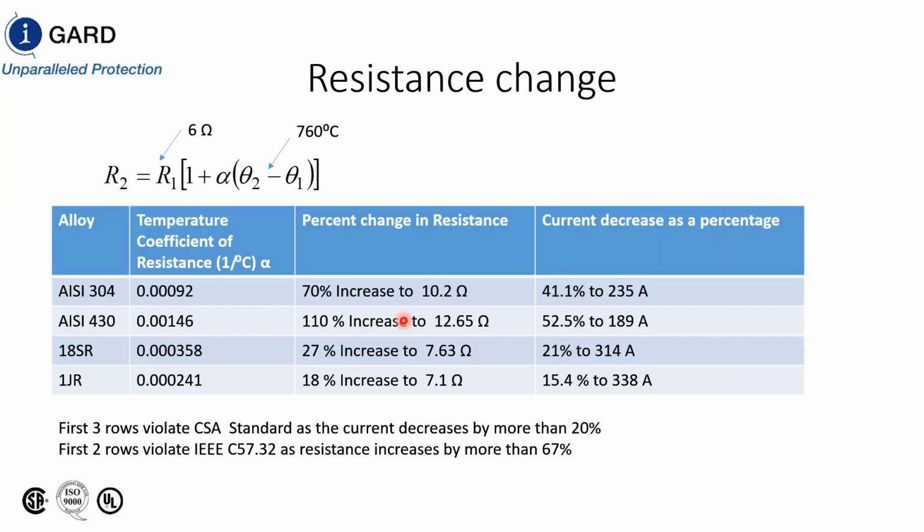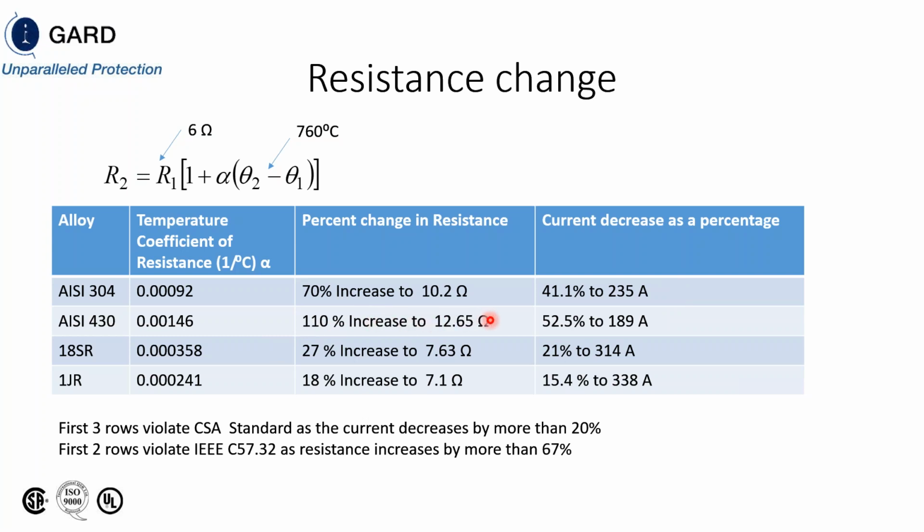Again, 2400 volt, 400 amp, 10 seconds is a 6 ohm resistor. R1 is 6 ohms. 760 degrees C is the temperature rise. So using the same formulas we had before, we can calculate the final resistance, and we get 304 stainless steel increasing 70% to 10.2 ohms, which results in a 41.1% decrease from 400 amps to 235 amps at the end of 10 seconds.